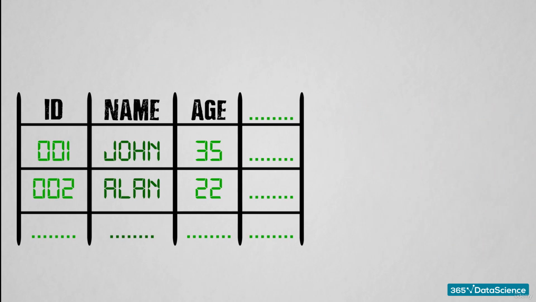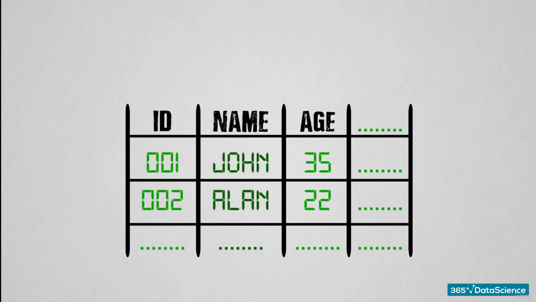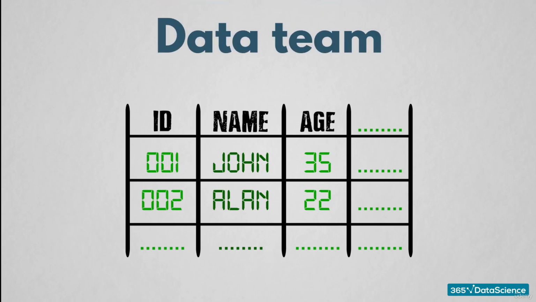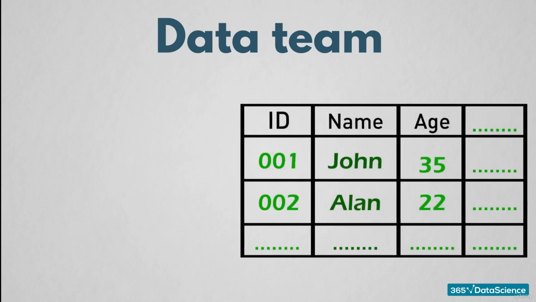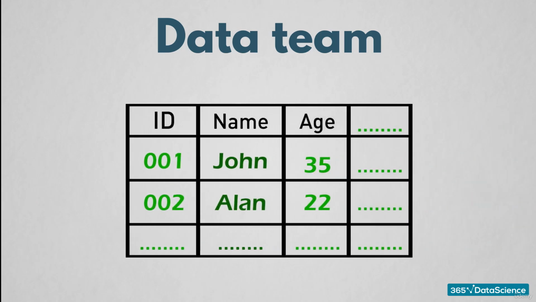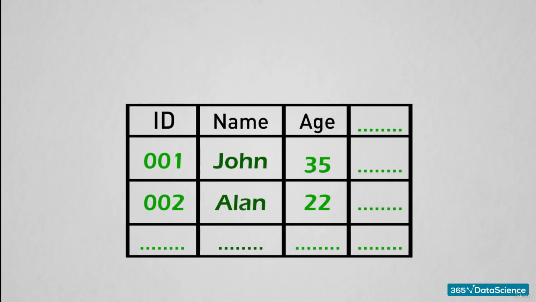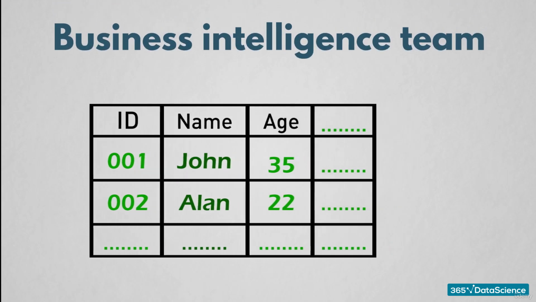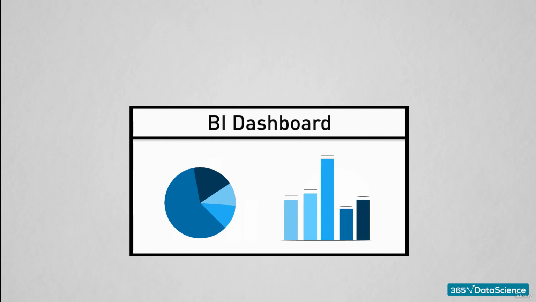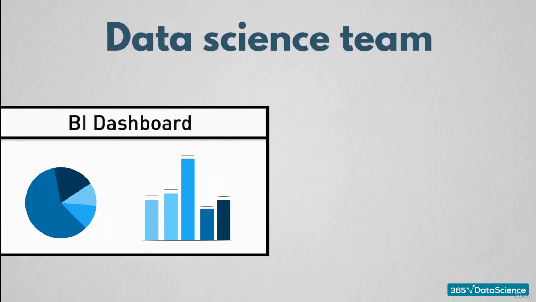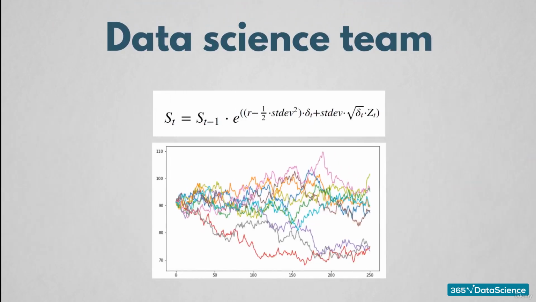Let's start with the data team, the big data team. They will want to solve a business problem. The team will do a significant amount of work on the data that is available first. Based on that, the business intelligence team will provide a business insights dashboard. After the dashboard is ready, the data science team will use some business analytics or data analytics tools to develop models that could predict future outcomes.